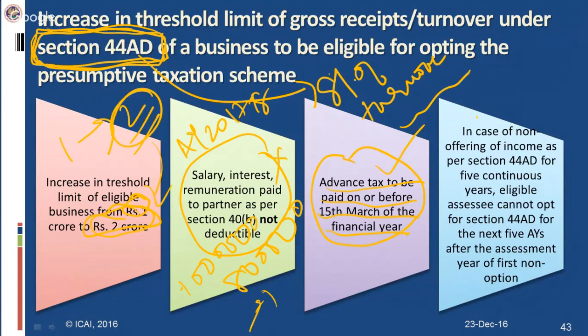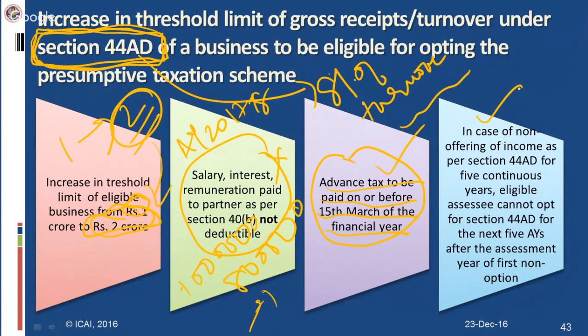And yet, another very important condition. In case you start opting for this presumptive taxation scheme, 1 year you opt, 2 years you opt, then afterwards you decide that you don't want to do it. You go as per the regular provisions of the Act. Then, with effect from that year, for 5 subsequent years also you can't go back and opt for presumptive taxation.